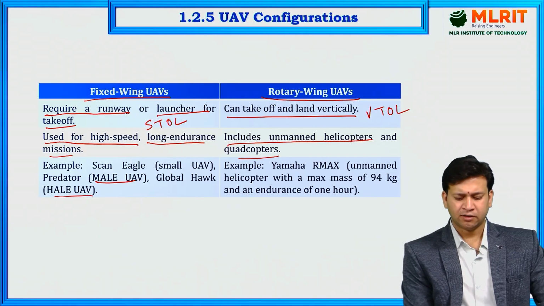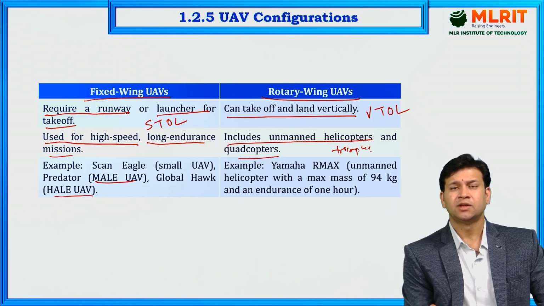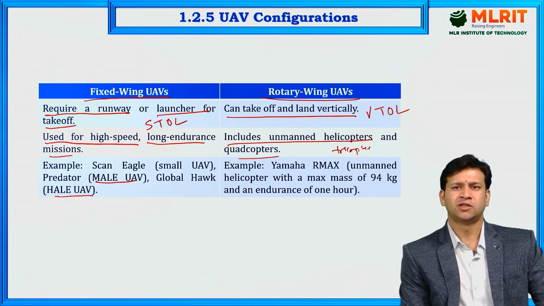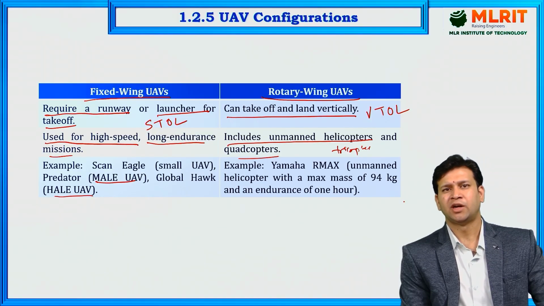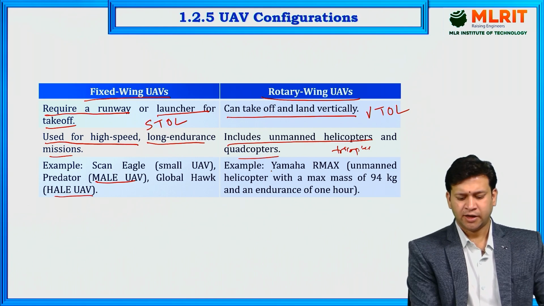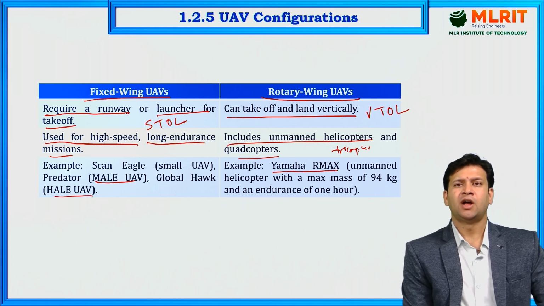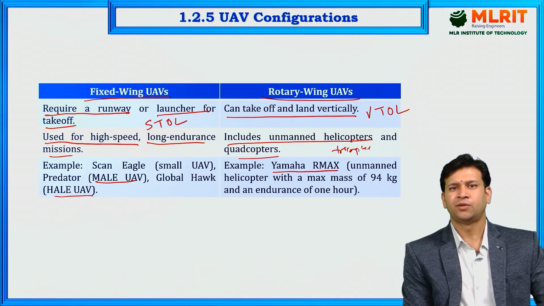Apart from quadcopters, even the tricopter is an example of this. Bicopters, tricopters, hexacopters, quadcopters, these all come under the category of rotary wing unmanned air vehicles. One example of this is the Yamaha R-Max, which is an unmanned helicopter with a maximum mass of 94 kg and an endurance of 1 hour.